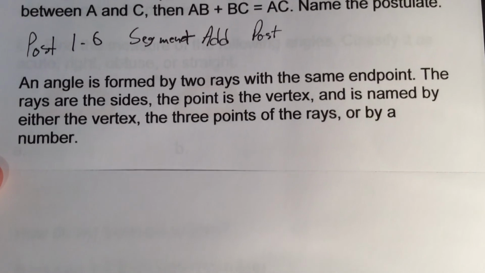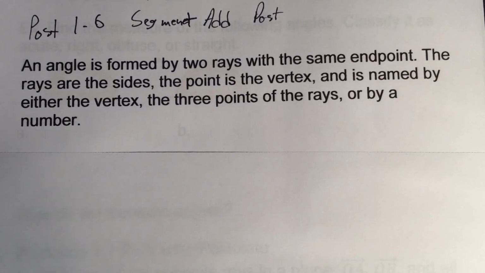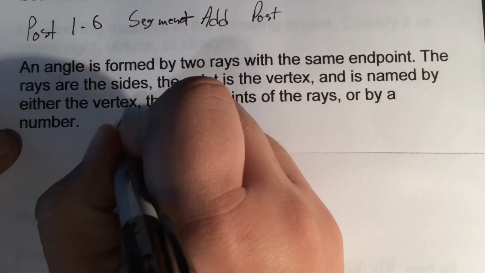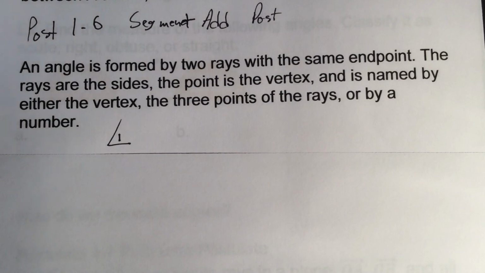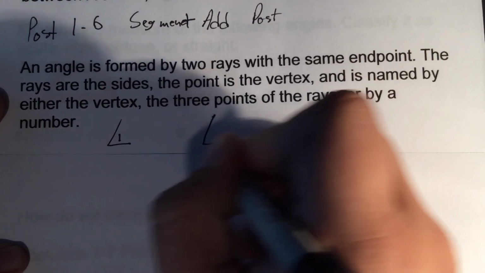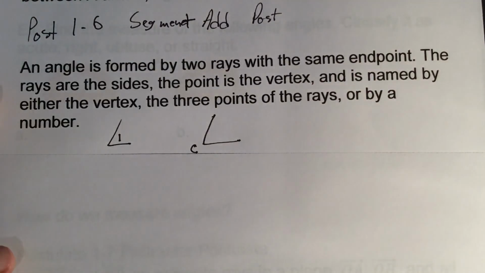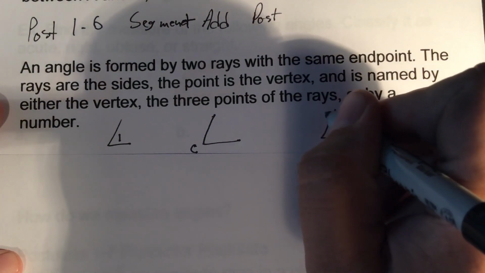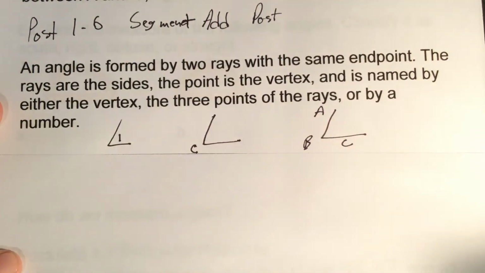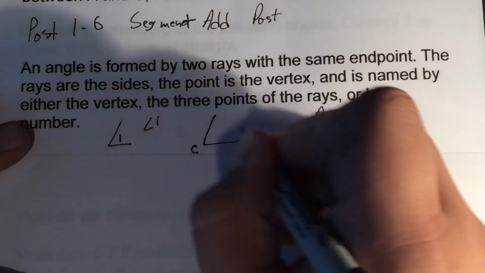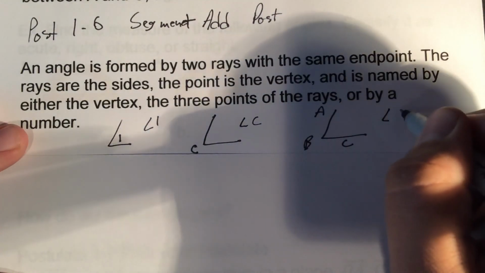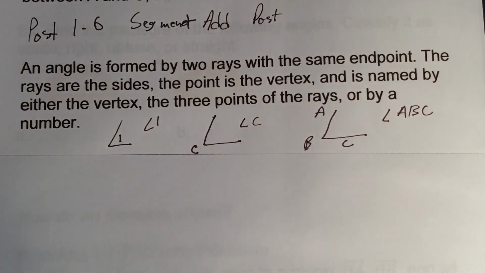We're going to be looking at angles today. So an angle is formed by 2 rays with the same endpoint. The rays are the sides, and the point is the vertex. An angle is named by the vertex, by the 3 points of the rays, or by a number. So we could say angle 1, angle C, or angle ABC. Different ways you could do it.